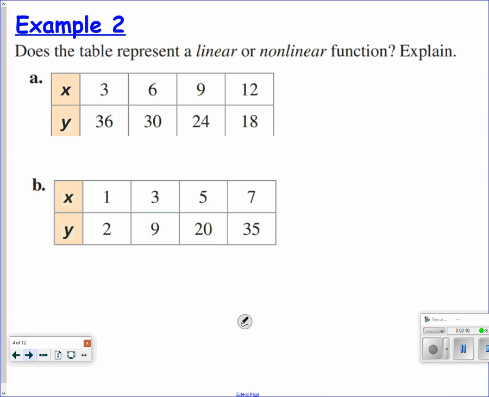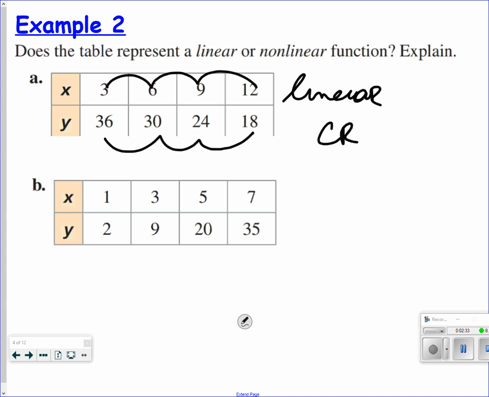Table. Again, now I can't just look at it and say, well, it's a line or it's not a line. The x values are going up by 3s. The y values are going down by 6. That is a constant rate of change. The y values are changing at an equal interval. So this is linear because it has a constant rate of change.